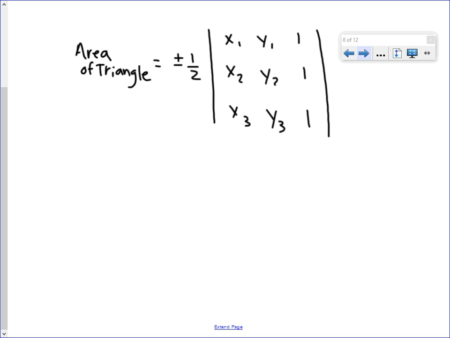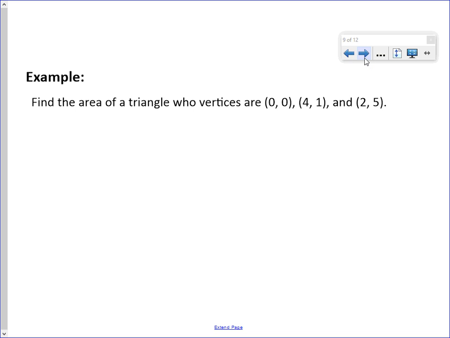So we'll do an example. Wrong thing I pushed. Did everybody get that down? Let's find the area of a triangle whose vertices are at 0, 0, 4, 1, and 2, 5. Now, I am very well aware that you can find the area of this triangle different ways. You have a lot of information from geometry, okay? But this is just another method to find the area of a triangle.